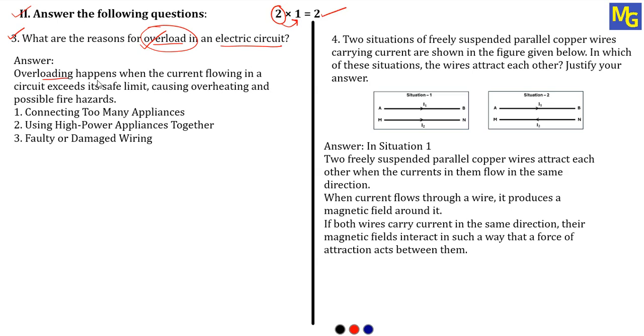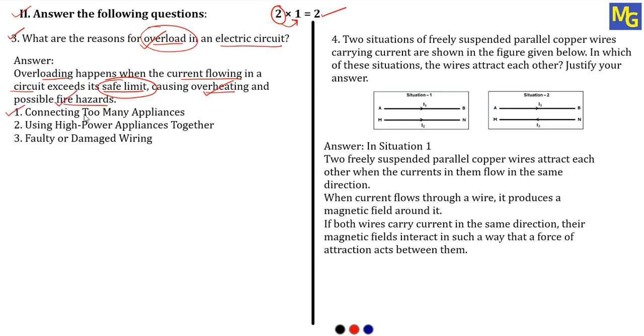So see the answer. Overloading happens when current flowing in the circuit exceeds its safe limit, causing overheating and possible fire hazards. For every wire there will be one safe limit, and if the current passing through this wire crosses the safe limit, then it is called overload. And due to this overload we can see overheating, or sometimes it will catch fire also. So first write down the reasons properly in points.